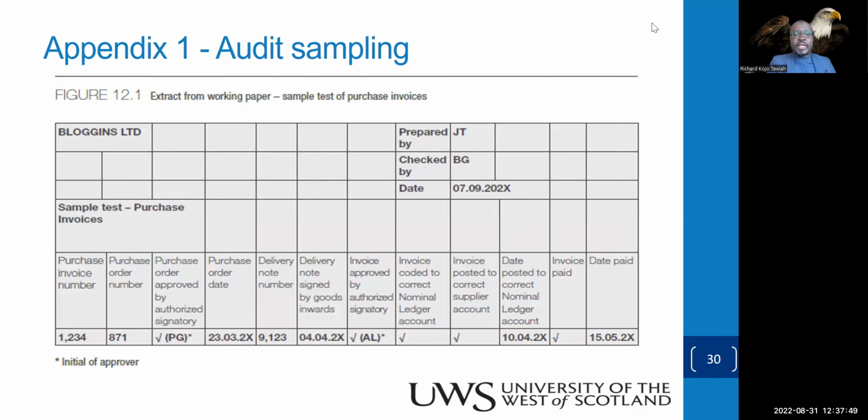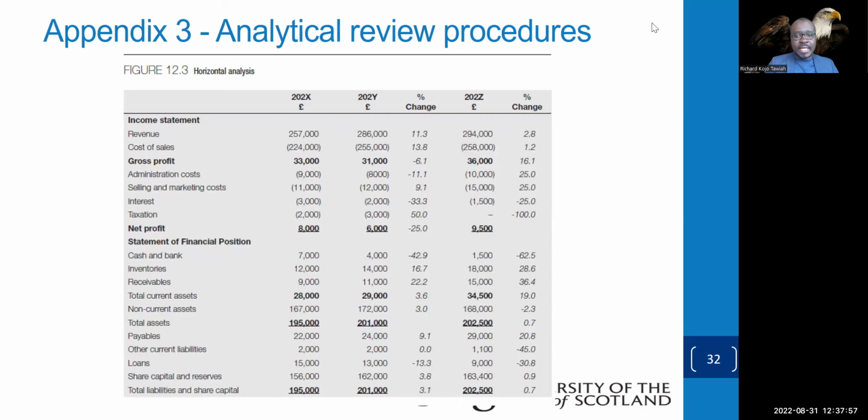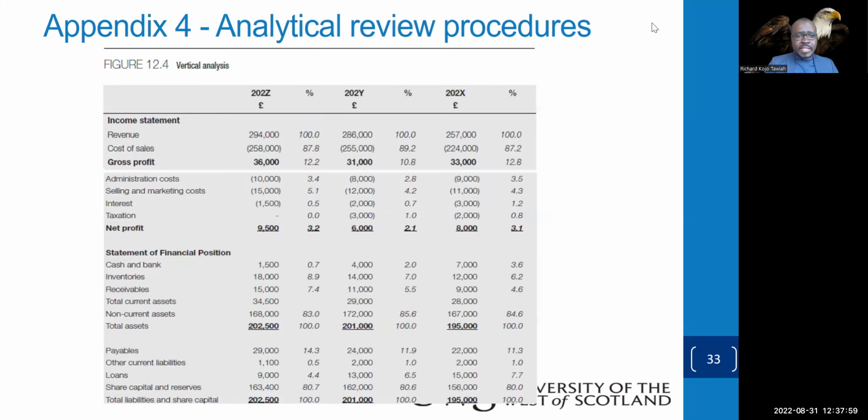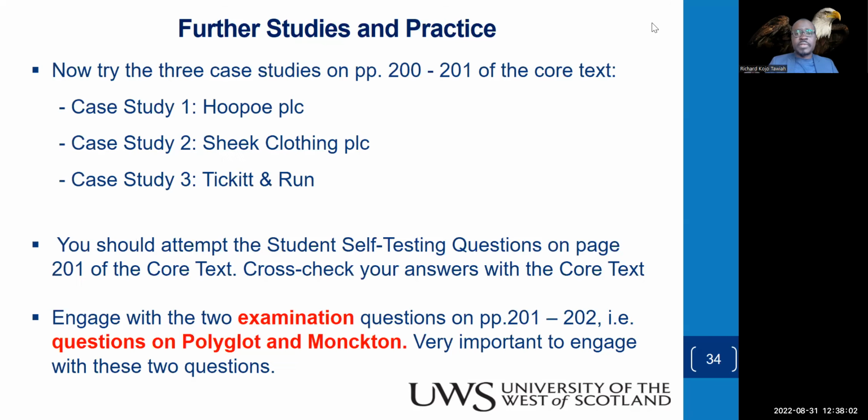I'm going to leave it here. Everything else you see here are just appendices. I would like you to look at them. There is some sampling testing, and then this is an analytical review on horizontal analysis, and there's a vertical analysis. So I'll leave it here. There are three questions you would want to look at. If we were to be having a coursework, it would have been on analytical reviews and sampling testing. So for now, I would ask you to look at pages 200 and 201 of the core text. There are three questions there. And I've also highlighted two examination questions; it is very important to engage with them.